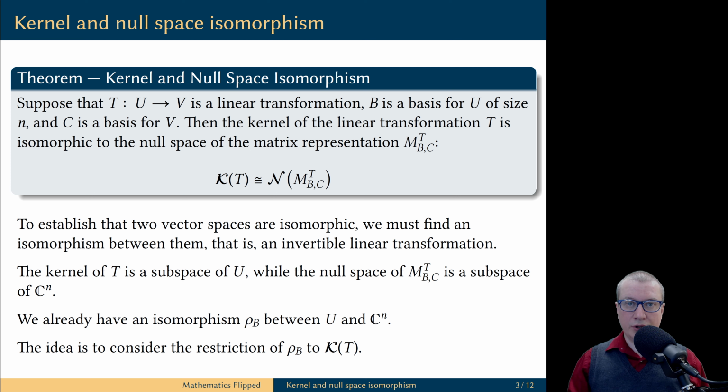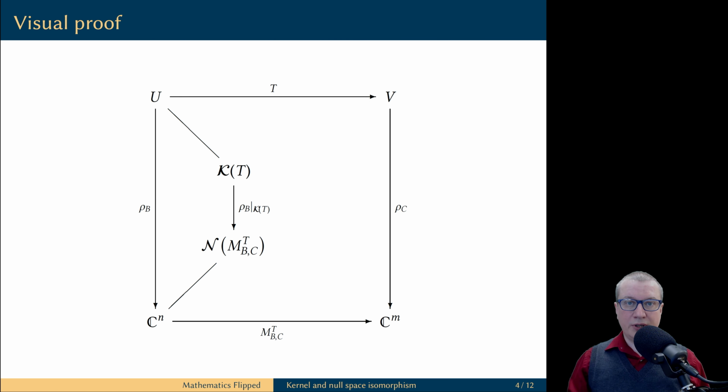Here is an idea for the proof. We already have an isomorphism from U to Cn. This isomorphism is given by the vector representation relative to the basis B. To construct an isomorphism from the kernel to the null space, we will simply take the restriction of this function rho B. Here is a picture to help you see what is going on.